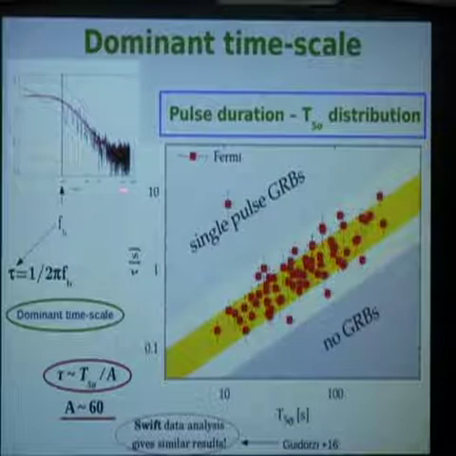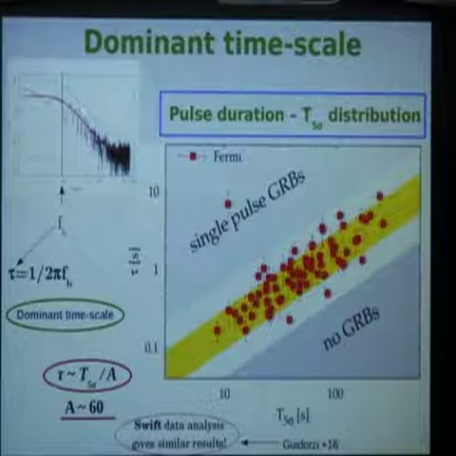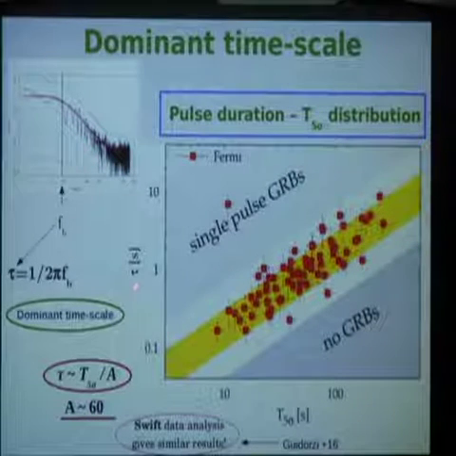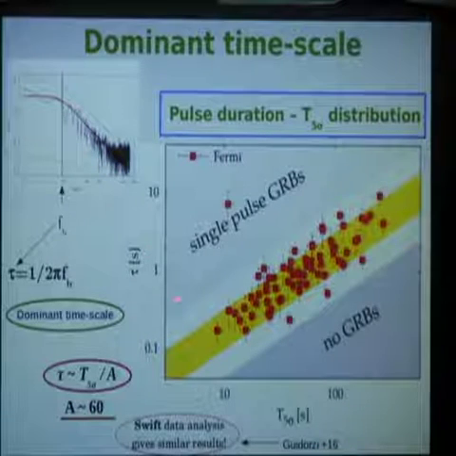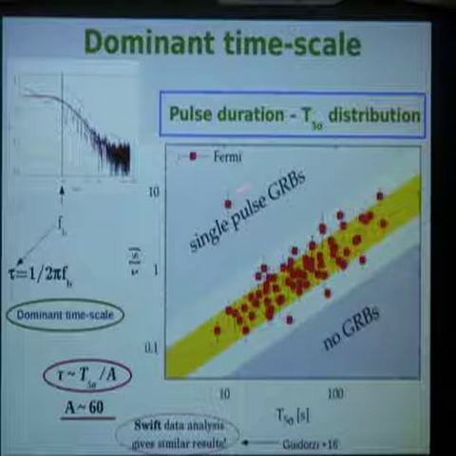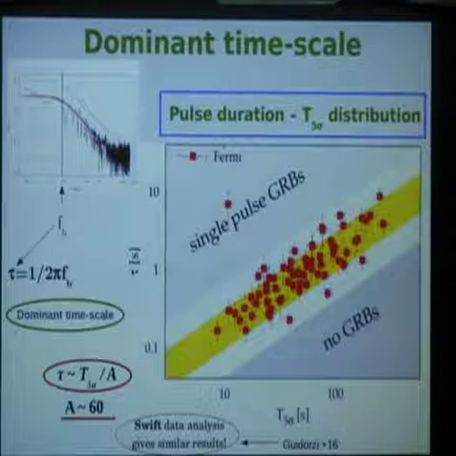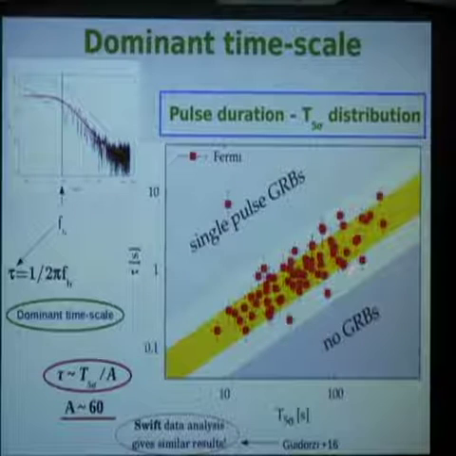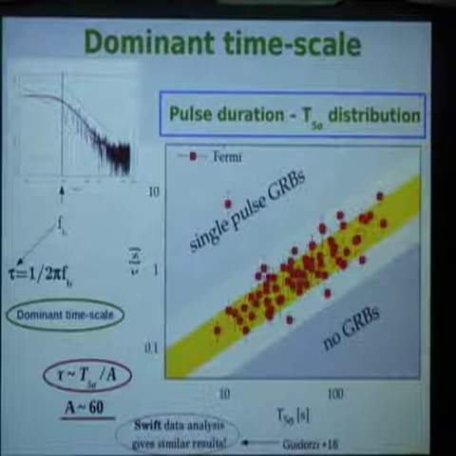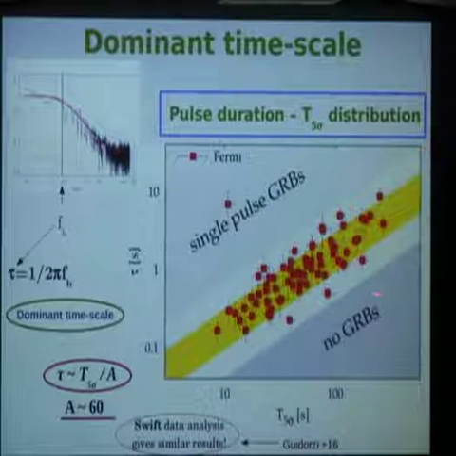Another important result is that for all the cases in which we found a break in the power density spectrum, so a typical duration or characteristic time scale for the pulses, this characteristic time scale is related in some way to the total duration of the event. There is no trivial explanation for this. We found this result. The theoretical models don't predict it, and we don't find any reason why it should be like this.